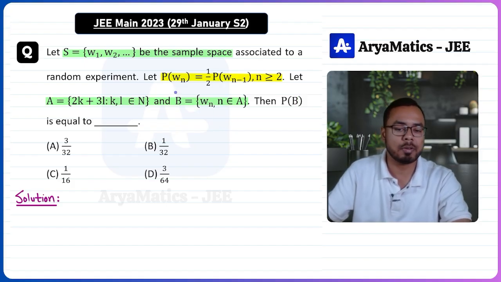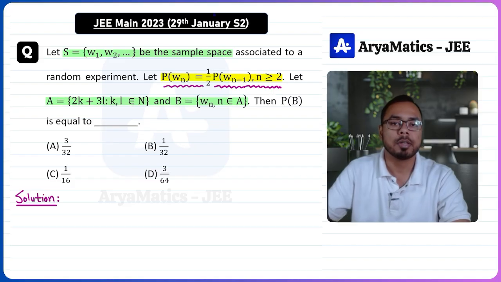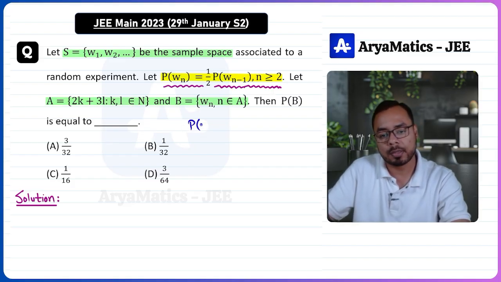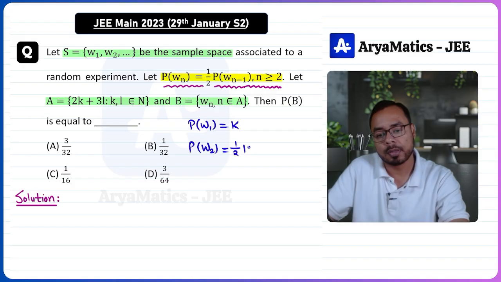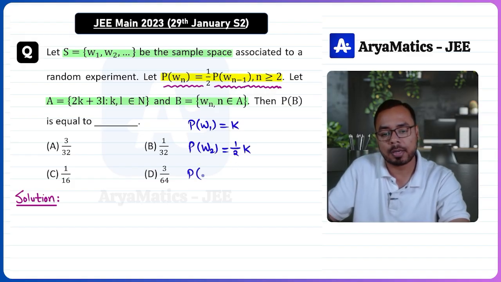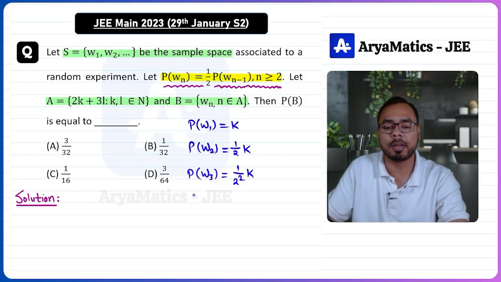Now, in this problem, there are a number of relations that we have to decode. The very first one is that probability of omega n is half of probability of omega n minus 1, where n is more than or equal to 2. So let us say probability of omega 1 is some constant k. Then probability of the next event omega 2 will be half of probability of omega 1, so this will be half of k. Similarly, the probability of omega 3 will be half of probability of omega 2, so you will get 1 by 2 square multiplied by k. And in this manner, it will continue up to infinity.